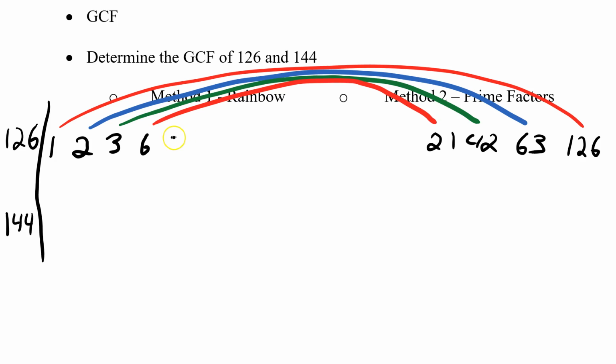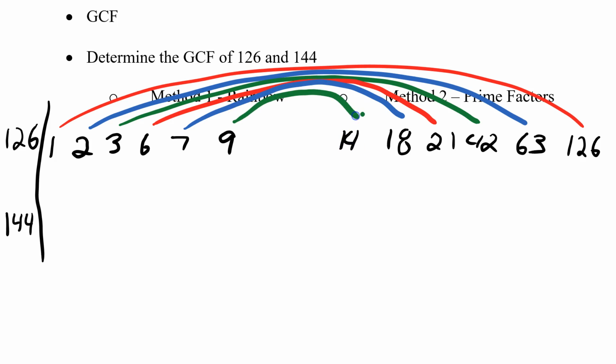7 goes in. 7 and 18. Rainbow it with blue. 8 doesn't go in. 9 does. 9 and 14. Back to green. 10 doesn't. 11 doesn't. 12 doesn't. 13 doesn't. And I'm back here at 14. So I have all my numbers.